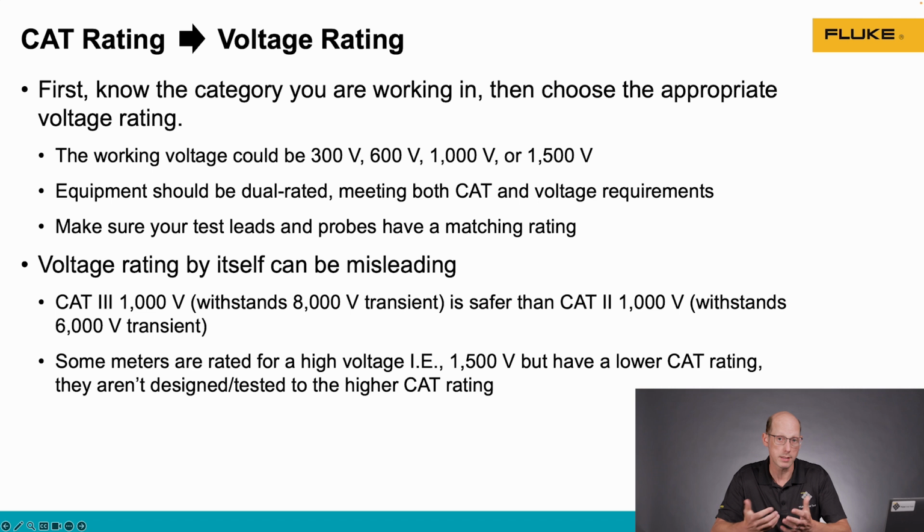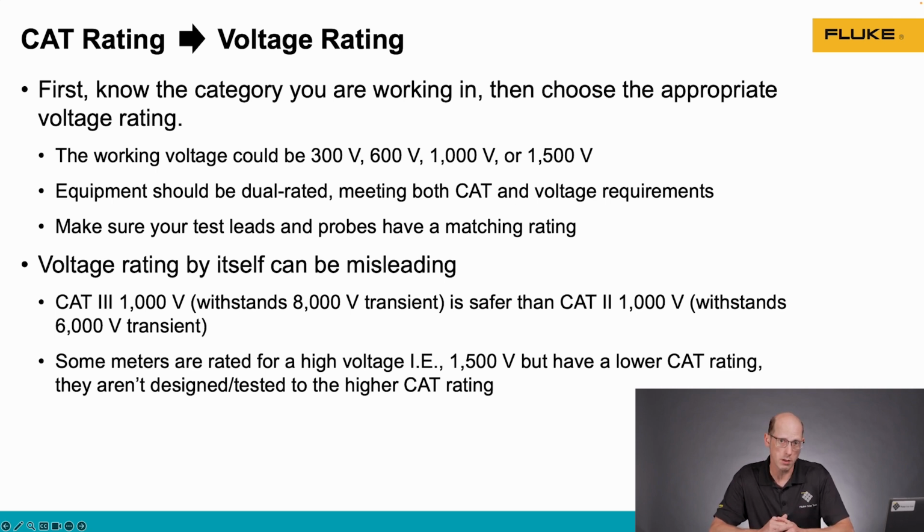Now voltage by itself can be misleading as well. If I have a category 3 1000 volt tool, that's rated for an 8000 volt transient. But if I have a category 2 1000 volt rated tool, that's only designed for a 6000 volt transient voltage spike. They're both 1000 volt rated tools, but because the category has changed, their ability to withstand transient voltage spikes has also changed.